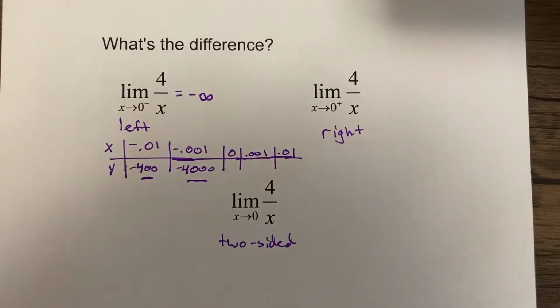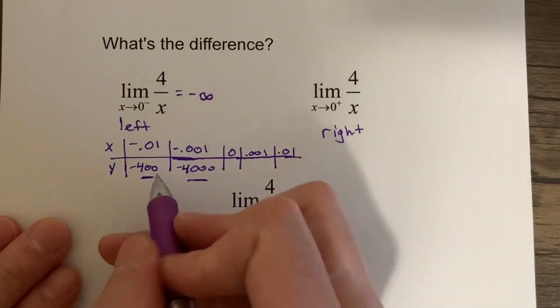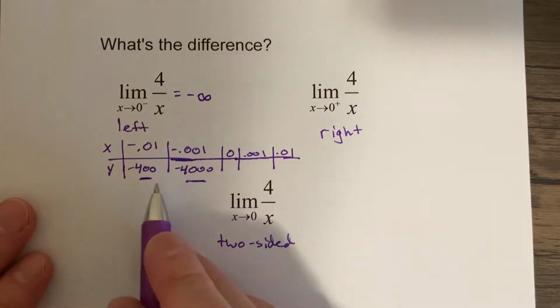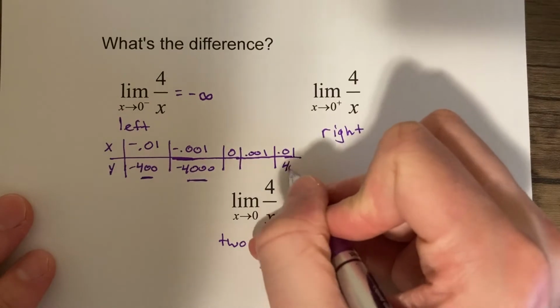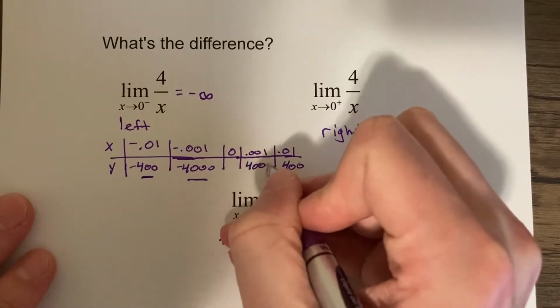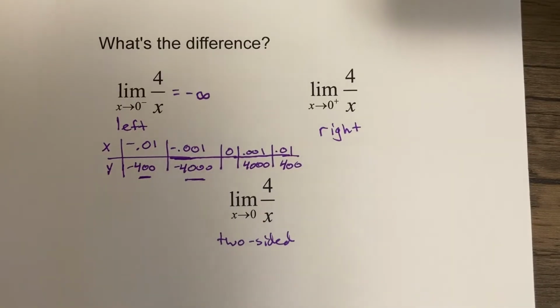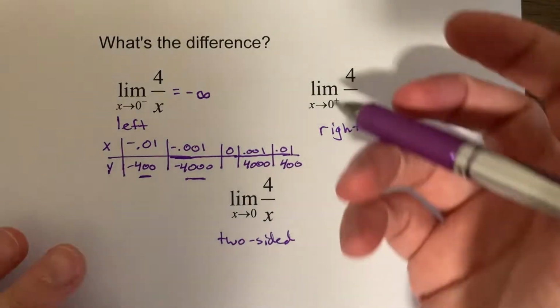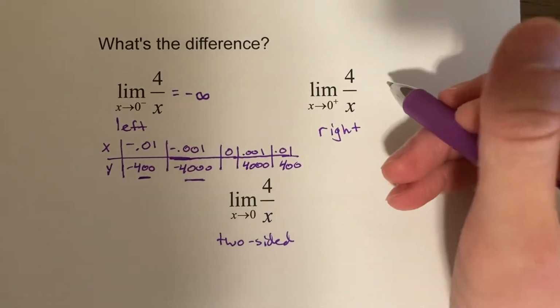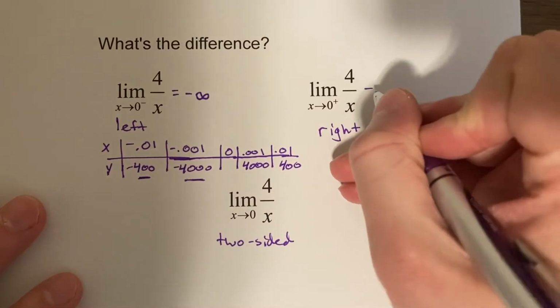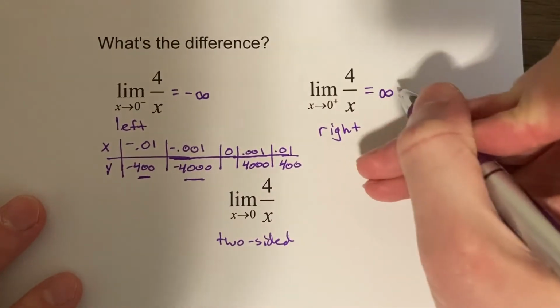I'm not going to use a calculator because I know what the answers are. It's just right over here, right? It's going to be the same numbers, but positive. So this is positive 400, positive 4,000. So as we approach that x value from the right, our numbers are getting increasingly larger in the positive direction. So they're headed away from zero. They just continue to increase, and they're headed towards positive infinity.